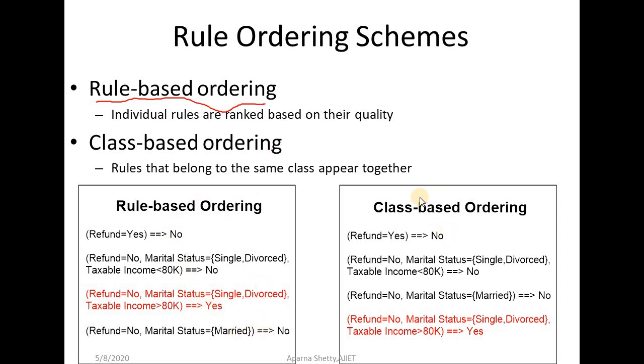Next type of rule ordering scheme is class based ordering. In class based ordering, the rules that belong to the same class will appear together. Here if you see, the first three rules all belong to the same class, that is no. So the rules that belong to the same class will appear together, and after that the last rule belongs to another class, that is yes. Sorry, the class label is yes. So these are the two types of rule ordering scheme: rule based ordering and class based ordering.